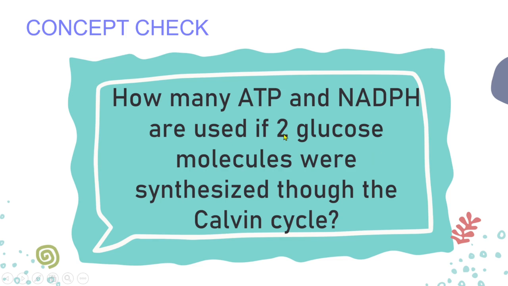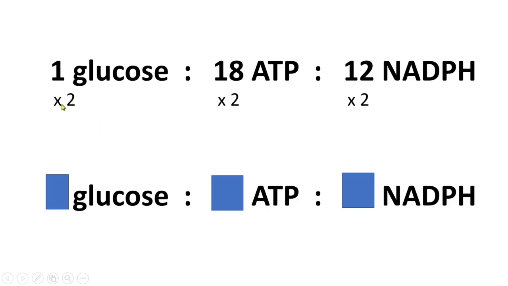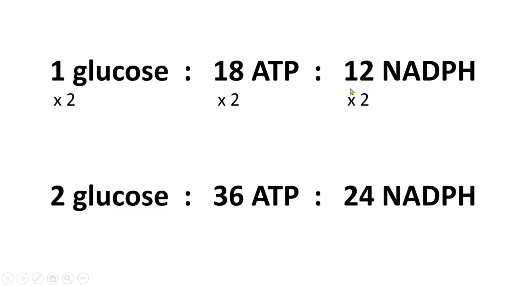This time, 2 glucose molecules were synthesized through the Calvin cycle. So how many ATP and NADPH? You just multiply by 2. We know that's 18 and 12. So it now becomes 2 glucose, 36 ATPs, 18 times 2, and 24 NADPH, 12 times 2. So the more glucose that you will have, you will simply be multiplying that to 18 ATP and also 12 NADPH.